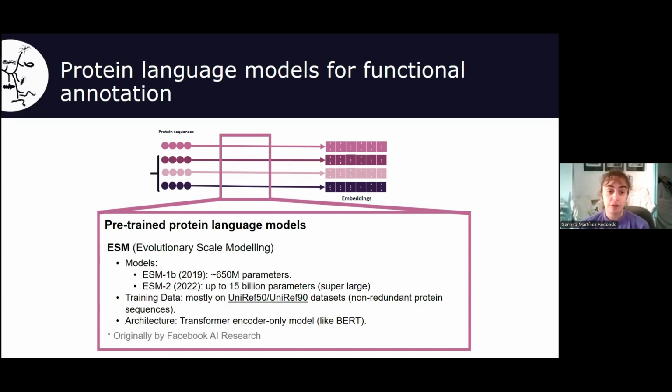There are many pre-trained protein language models out there, and I'm sure more are being created. I will briefly explain some characteristics of a couple of them. First, the ESM, the Evolutionary Scale Modeling. There are several versions. I think now they are at a third version, and it has differences in the number of parameters. It has been trained mostly on UniRef, which are non-redundant protein sequences, and the architecture is based only on an encoder.